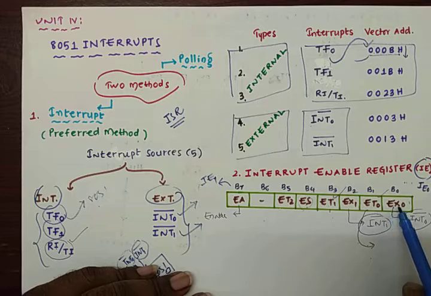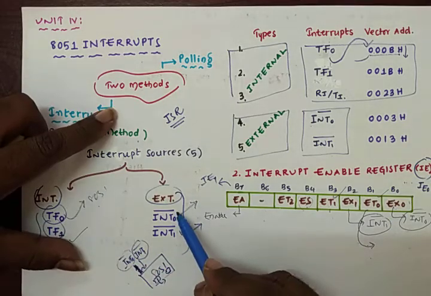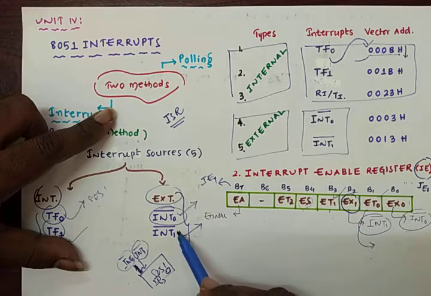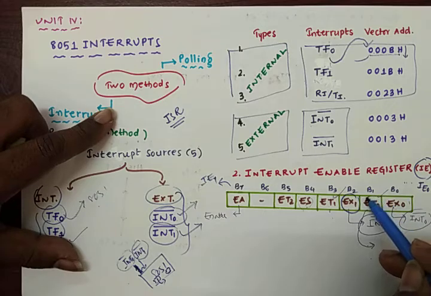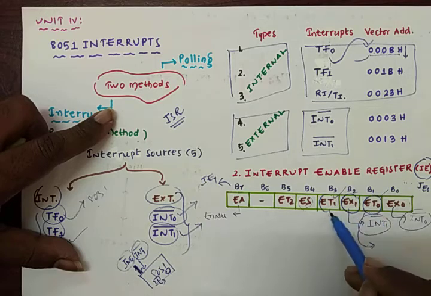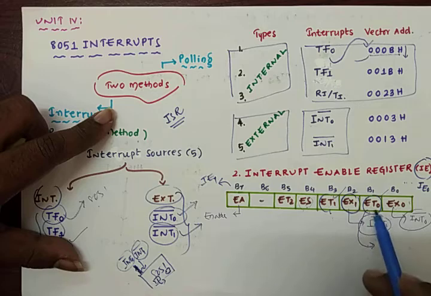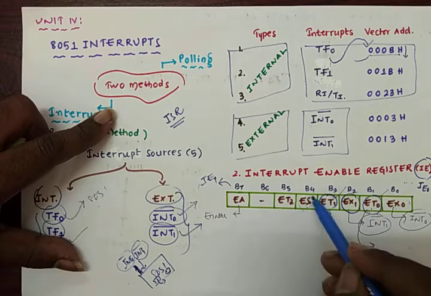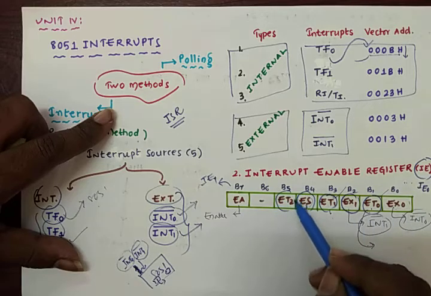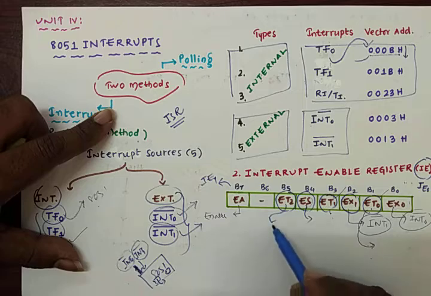EX0. EX stands for external input. EX0 means interrupt 0, it is external 0. Next one is external 1. EX1 is nothing but external input 1. Next one is the timer 0 interrupt, and this is the timer 1 interrupt. And next one is the interrupt of the serial port. So that total 5 is completed, and the remaining bit is not being used by the 8051 microcontroller.